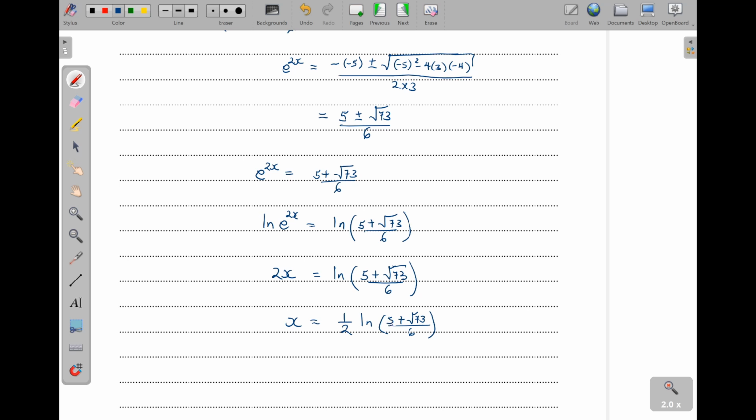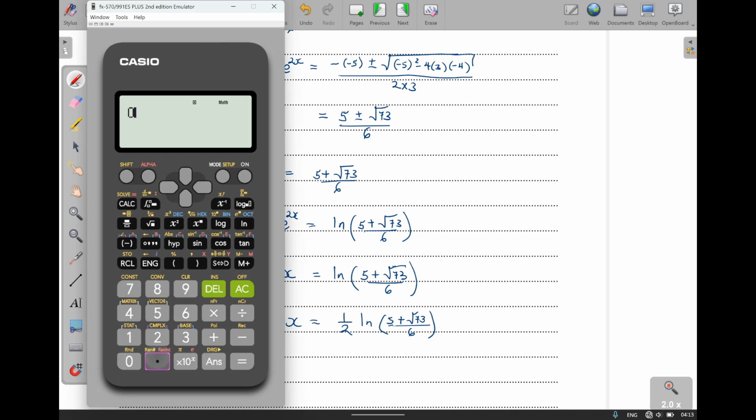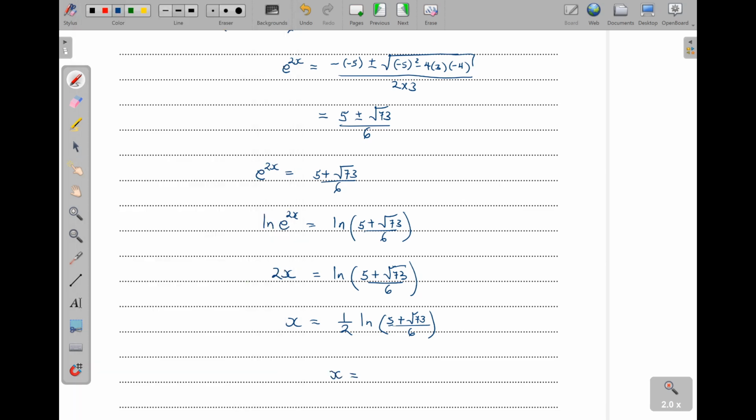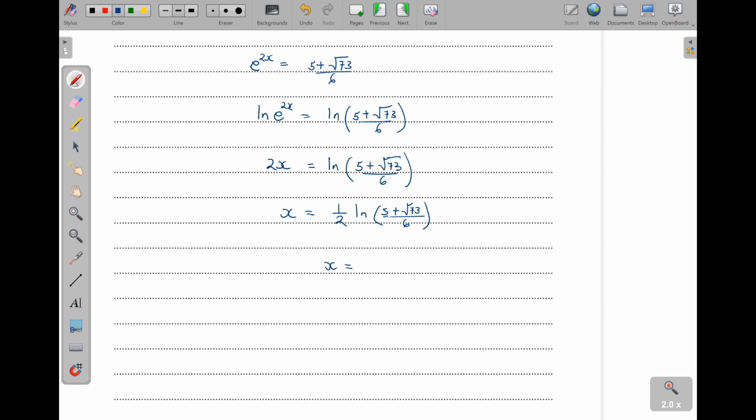So what do we get in the calculator? 0.5, then the natural log of 5 plus the square root of 73, then down here we have a 6. So this one gives us 0.407 to 3 decimal places. So x is equal to 0.407 to 3 decimal places. So that is going to be our answer.